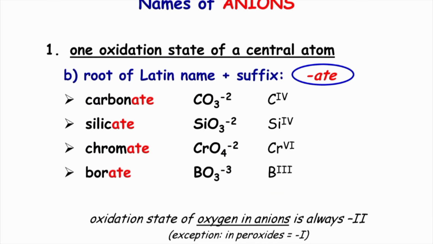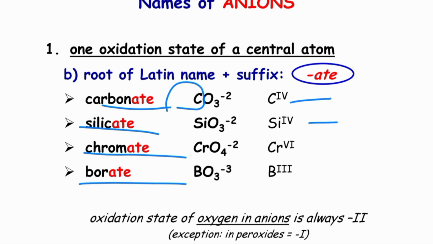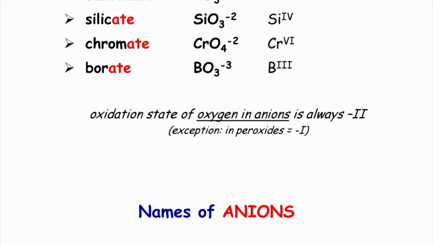One oxidation state of the central atom: carbonate, silicate, chromate, and borate. C 4, Si 4, Cr 6, B 3. This is one oxidation state, and the names end in -ate. The oxidation state of oxygen in anions is always -2, with an exception in peroxides.